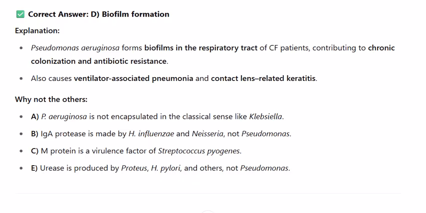Why not the others? A. P. aeruginosa is not encapsulated in the classical sense like Klebsiella. B. IgA protease is made by H. influenzae and Neisseria, not Pseudomonas. C. M protein is a virulence factor of Streptococcus pyogenes. E. Urease is produced by Proteus, H. pylori, and others, not Pseudomonas.